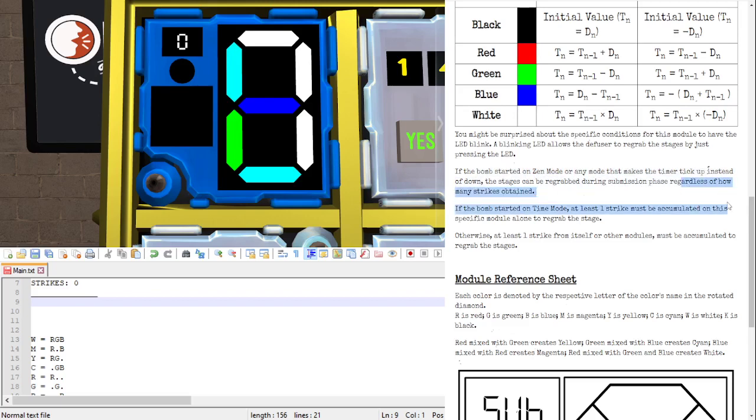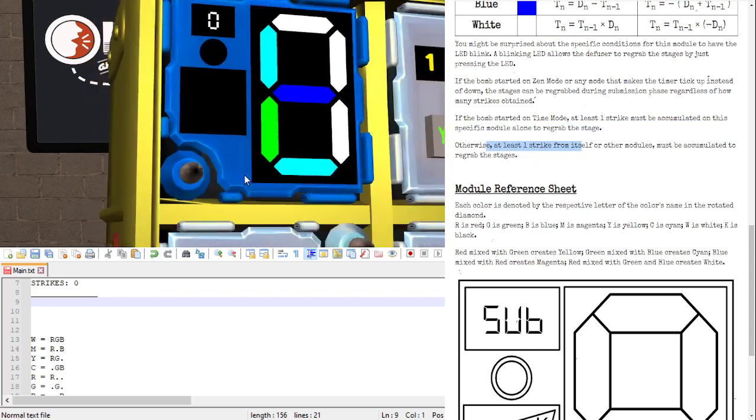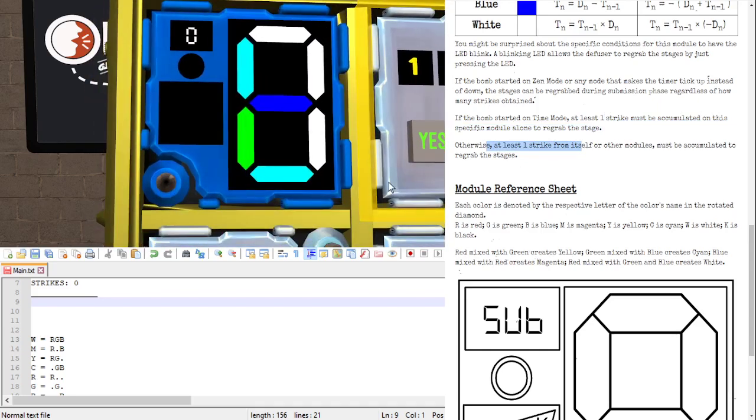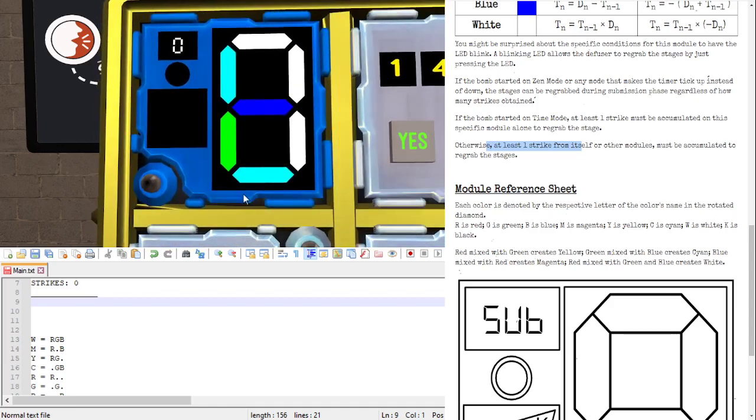Then regardless of the strikes, of course, if the bomb started on time mode, then at least one strike must be accumulated on the specific module alone to regrab the stage. And otherwise, if at least one strike from this particular module was accumulated, then you can regrab the stages.